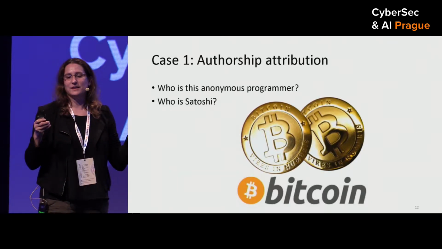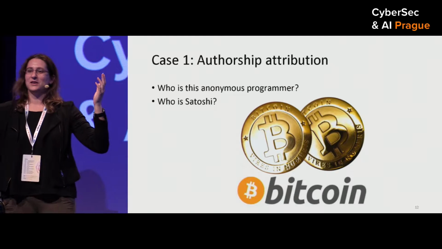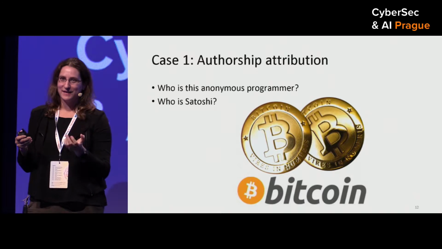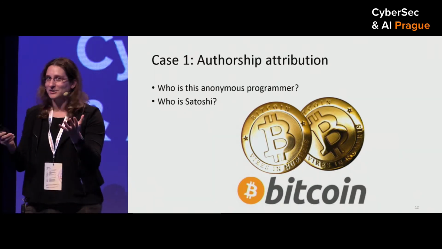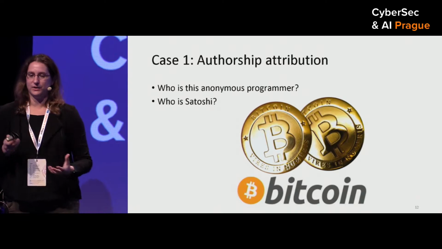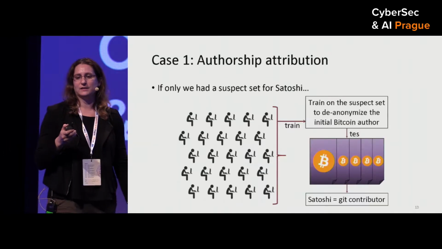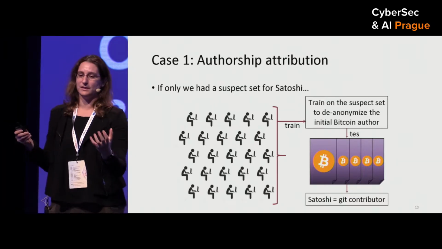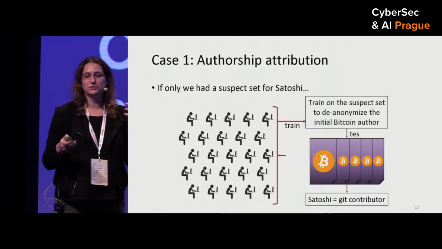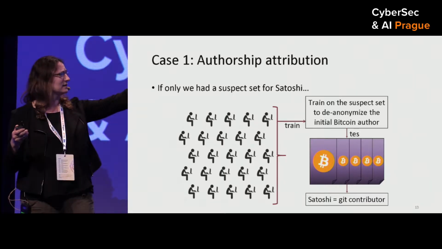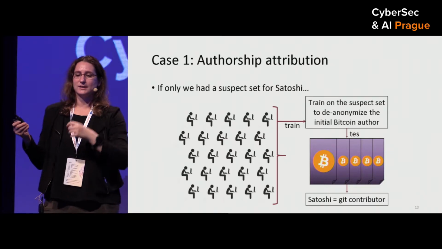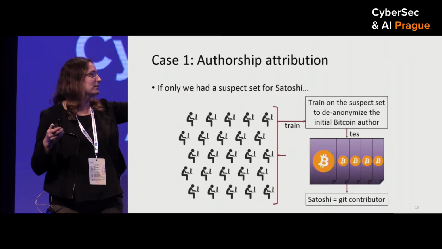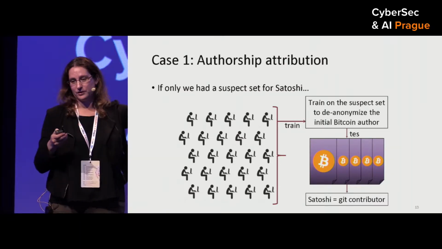So, one of the things that people often ask is, have you figured out who Satoshi Nakamoto is, who wrote Bitcoin? And the answer is, we have not done that experiment. But if you were interested in doing it, this is how you would go about it using our approach: you need a suspect set, a number of programmers that you think could be Satoshi. You would train on the suspect set by abstracting lexical, layout and syntax features, and then you look at the initial Bitcoin author and you test.